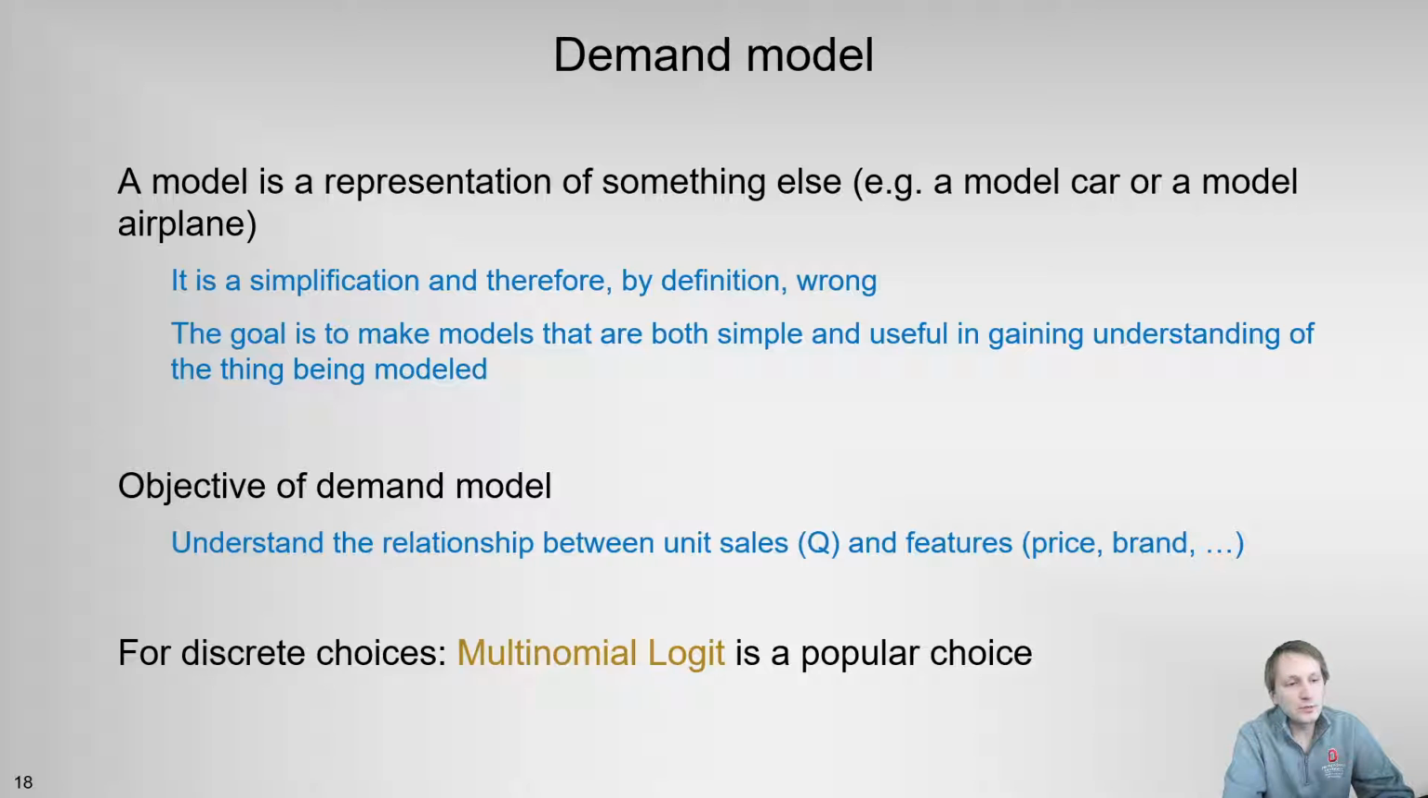So what type of model do we need to apply here? If we have discrete choices, so if people only choose one of those choice alternatives, then typically you would use what is called a multinomial logit model.